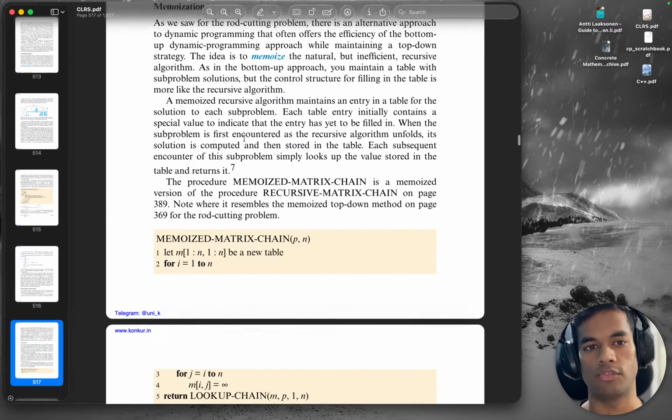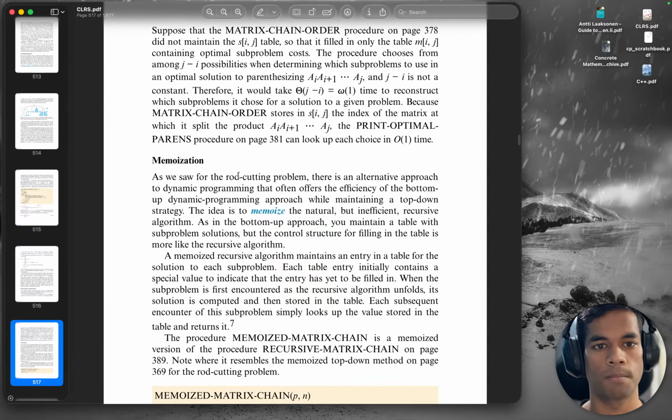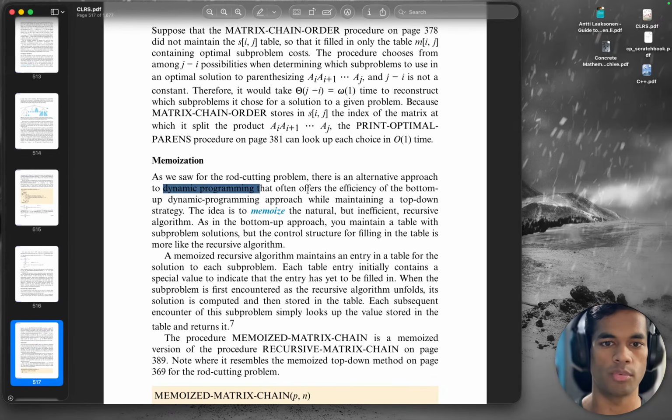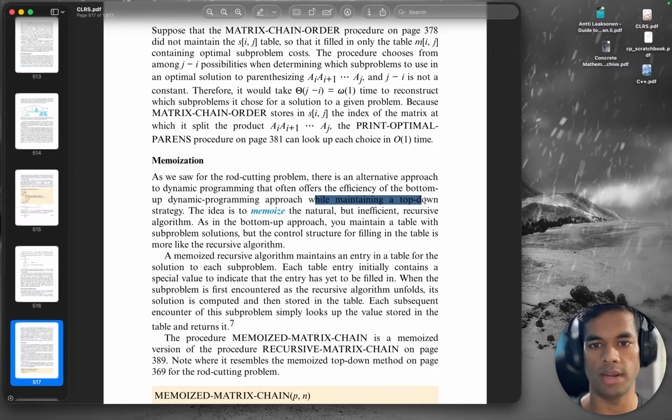So that is the reconstruction part. Now the memoization part. As you saw, memoization is used with recursion. As we saw for the rod cutting problem, there is an alternative approach to dynamic programming that often offers the efficiency of the bottom-up dynamic programming approach while maintaining a top-down strategy. The idea is memoization: the natural but inefficient recursive algorithm. Memoization is natural, it is recursive, but it is not very efficient.